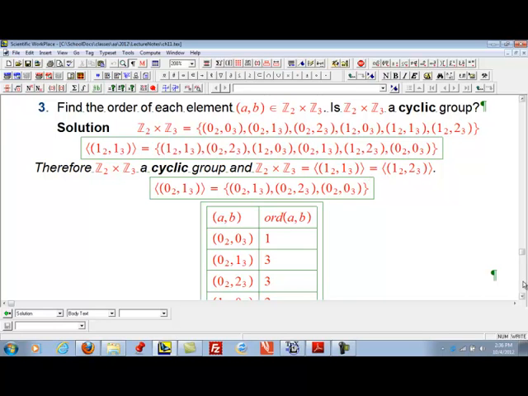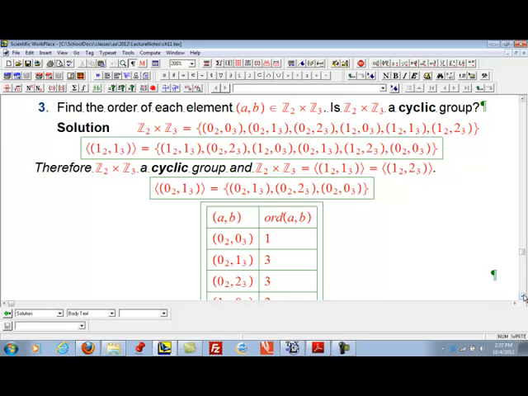Notice something: you're looking for your generators in these groups. Numbers that are relatively prime to the modulus of the group. That's what's going to be your generators. 2 is relatively prime to 3, so it can generate your whole group. In Z6, 2 and 3 are not relatively prime, so they can't generate it, but you can use 1 or 5. Your generators are the numbers that are going to be relatively prime.